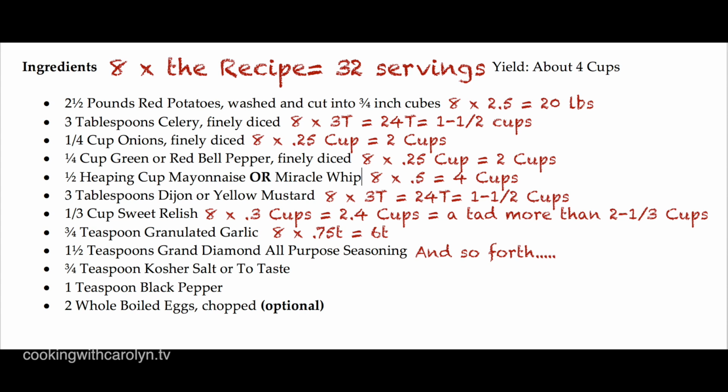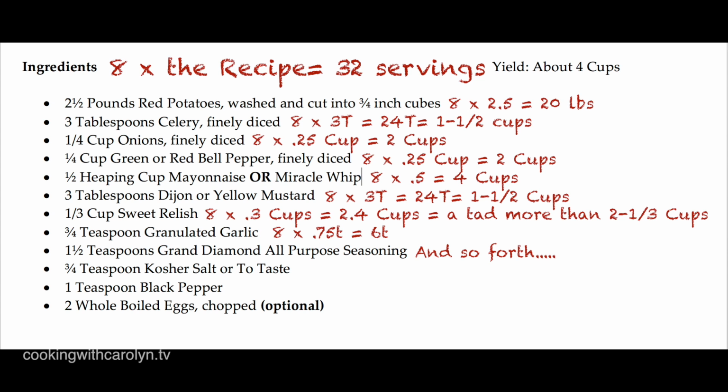When you are multiplying a recipe up, you need to multiply each ingredient by that number. And that's where a lot of people get lost and they fail a recipe trying to multiply it up. So let's start with the potatoes. It says we need 2.5 pounds of potatoes, but we're multiplying the recipe up by 8. So 8 times 2.5 equals 20 pounds. Moving on to 3 tablespoons of celery, 8 times 3 tablespoons equals 24 tablespoons.